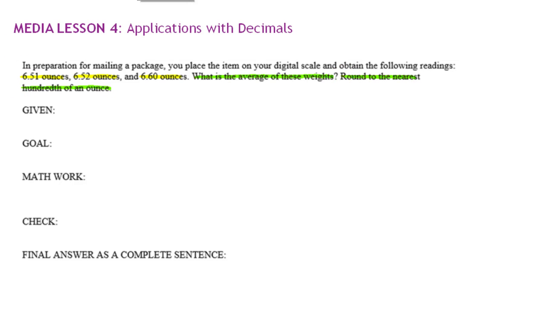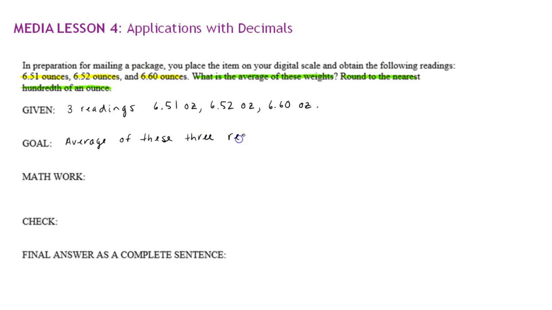Okay. So the given, we've been writing or highlighting in yellow as we go, so we're given that we had 3 readings of 6.51 ounces, 6.52 ounces, put little lines through my Z's so they don't look like 2's, and 6.60 ounces. Our goal is to find the average of these 3 readings.